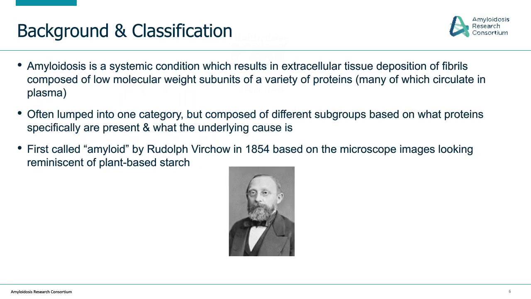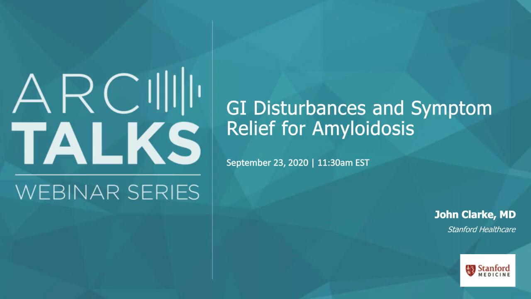And just to start off, I'd like to talk a little bit about background and classification. When we think of amyloid, it's really a group of different conditions which are given one common term. This refers to a systemic condition in which proteins that are typically located within the blood and plasma, parts of those go outside of that tract and then deposit within the tissue that's outside of the cells. And we tend to lump this within one category as amyloid.